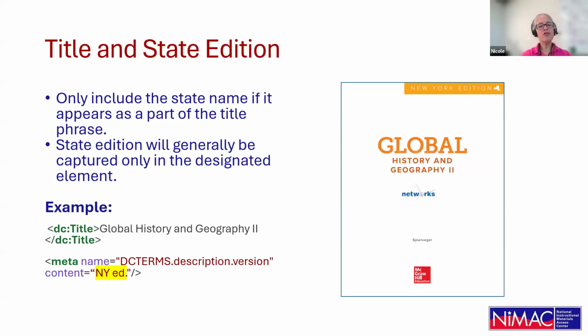Similarly, state edition is generally not captured in the title. In this particular example, we see global history and geography two, and that New York edition statement is up at the top of the PDF. We see that in the little outline of the state. And so in this case, we see that it is a state edition. We're going to capture that in the correct metadata element for that metadata.